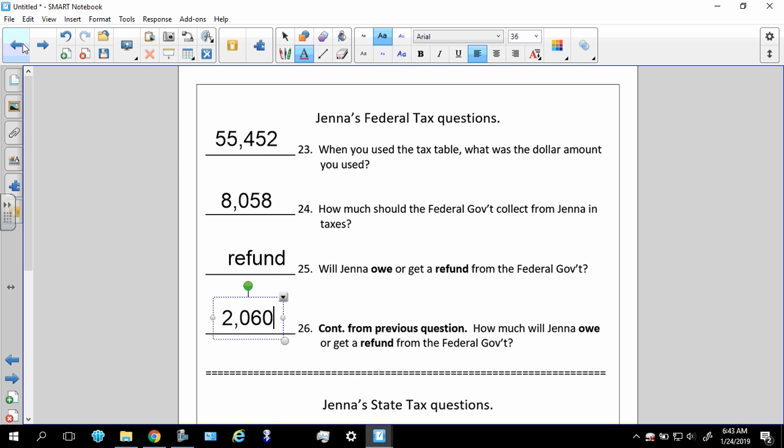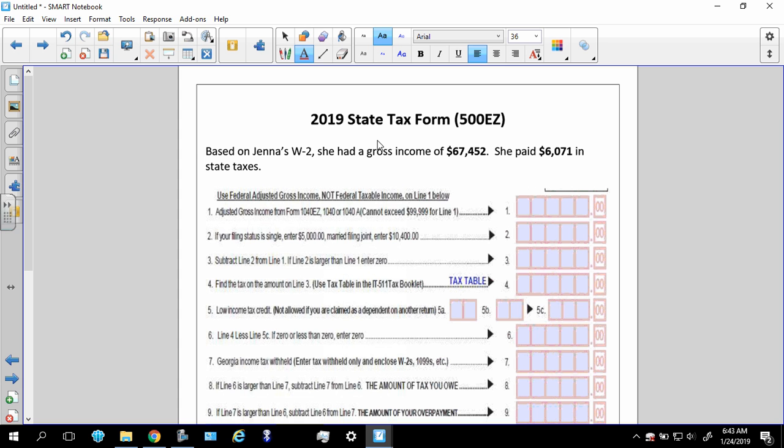All right. So let's go to the next one, and that is the state tax form. I actually wrote this up and down so I don't have to go back and forth. It's based on Jenna's W-2. She had a gross income of $67,000. Now we're going to start doing this for the state of Georgia. I'm going to try to type this and make it all line up, but I'm going to fail. 67,452. Now, line 2, you're single, so it's always going to be 5,000. Line 3, you subtract, so that will be 62,452.